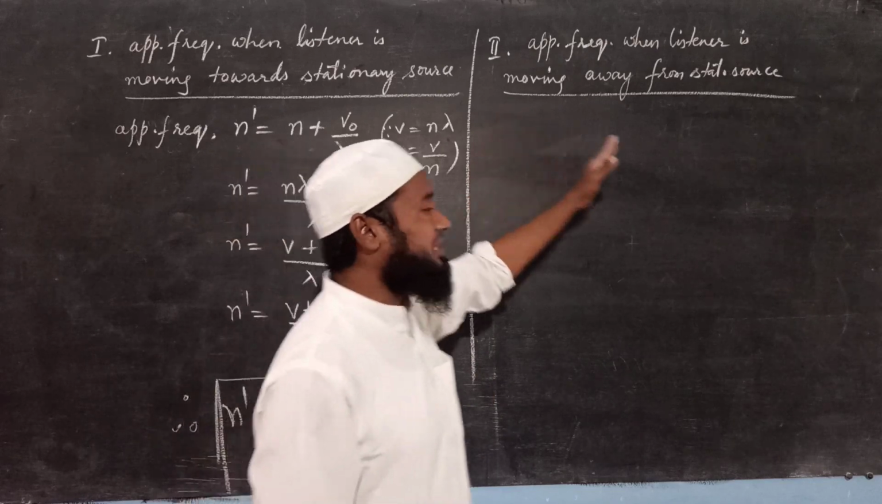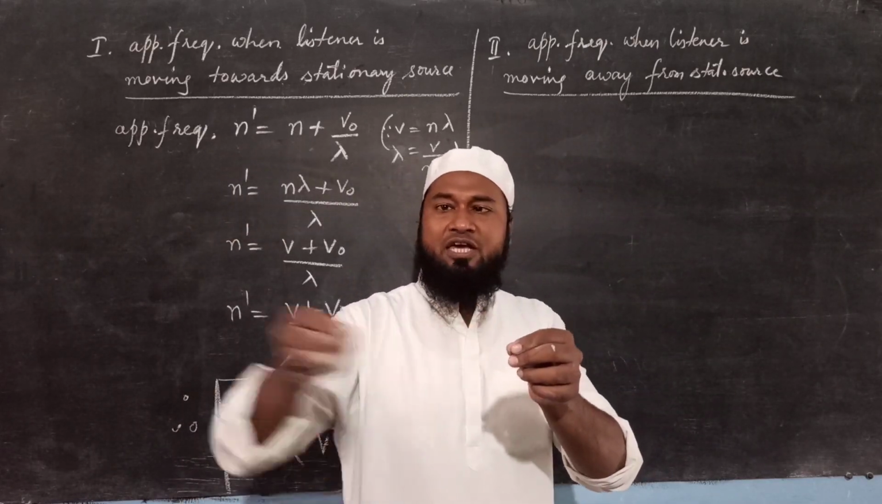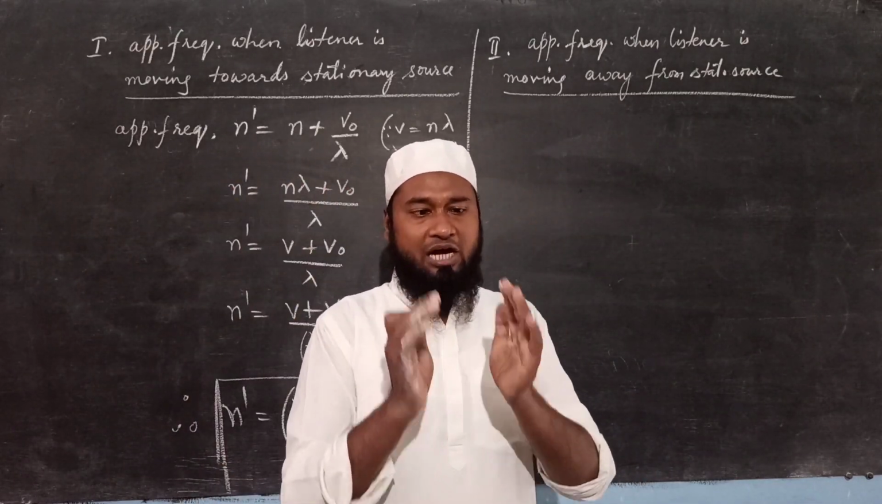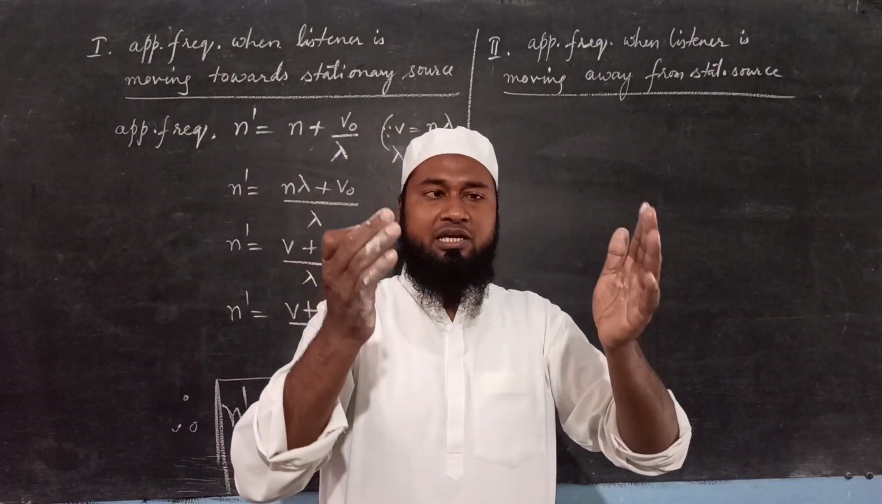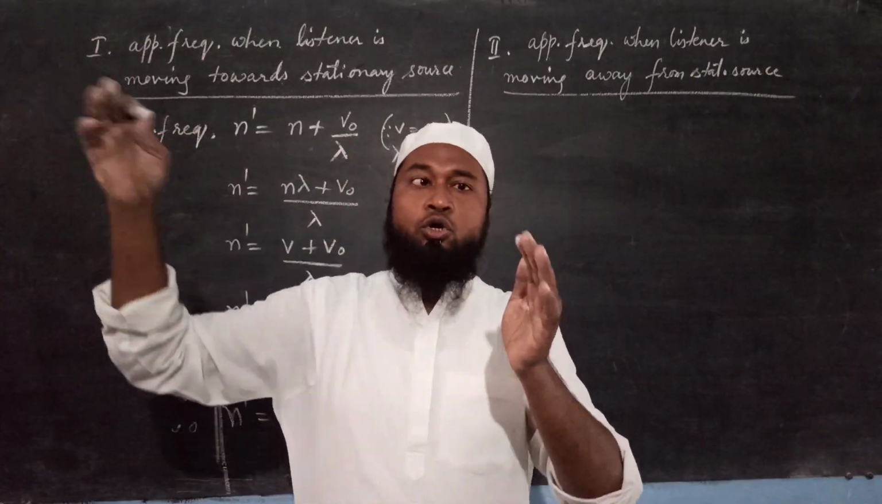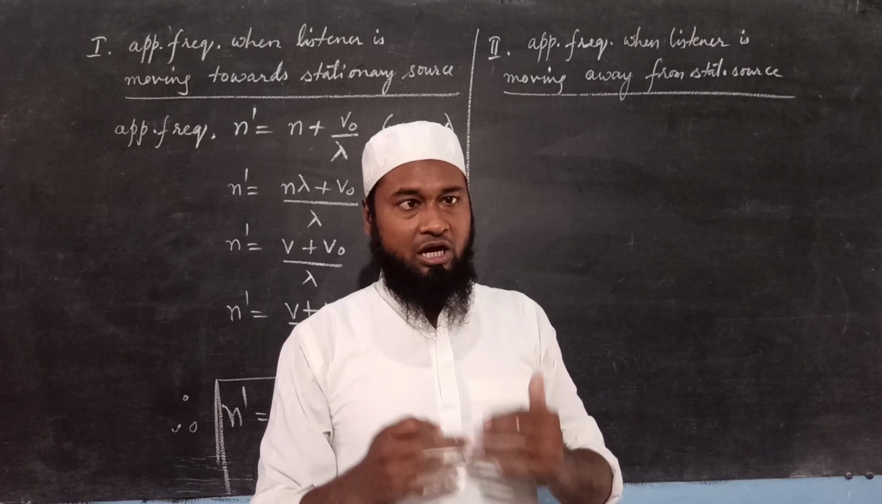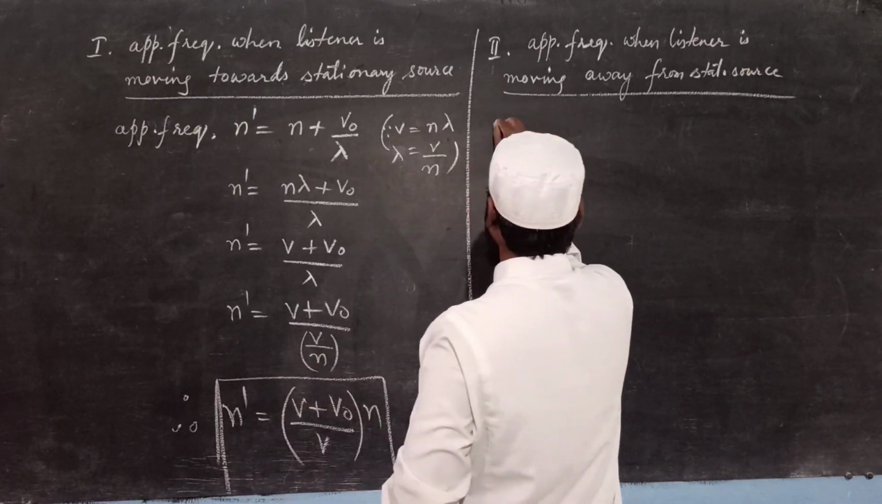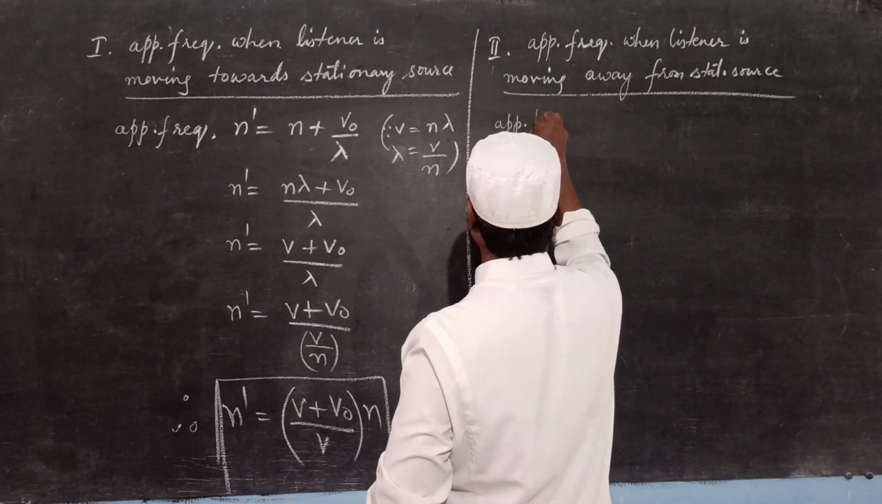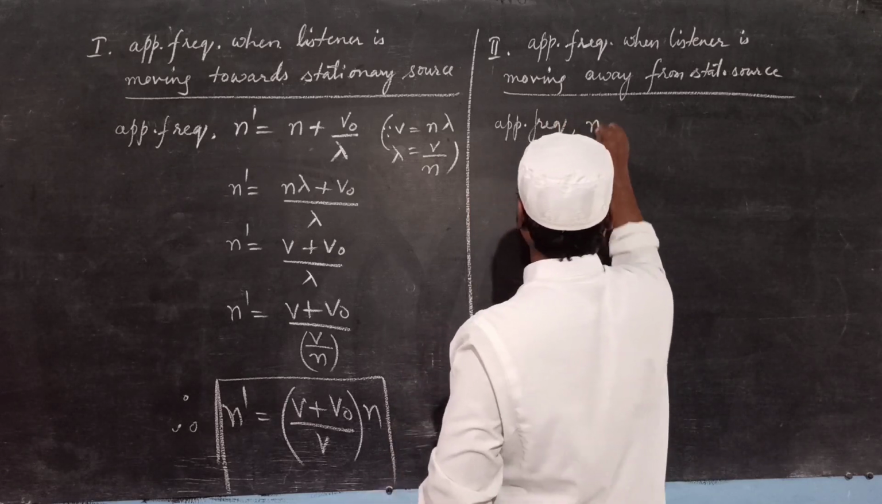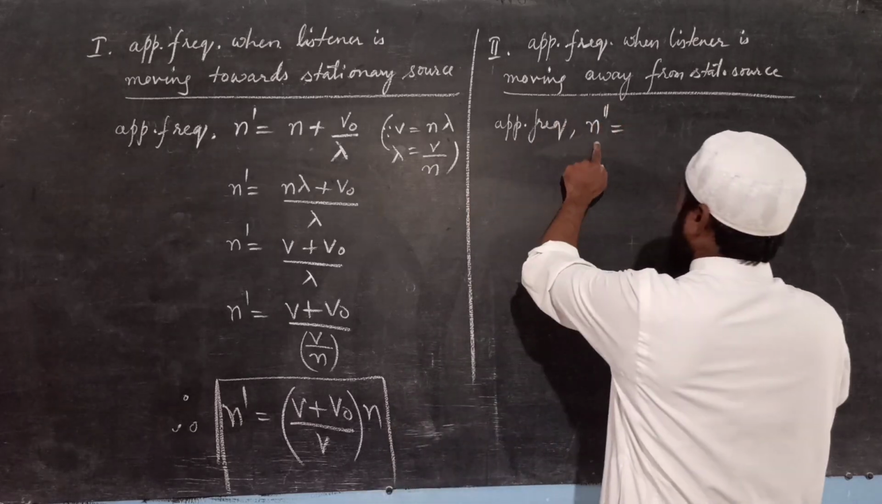Why? Because in the second case, when the listener moves away from the source of sound, here something is producing sound and the listener is going away, so the frequency decreases. How much will it decrease? It is given by this formula, apparent frequency n double dash, as it is for the second case.